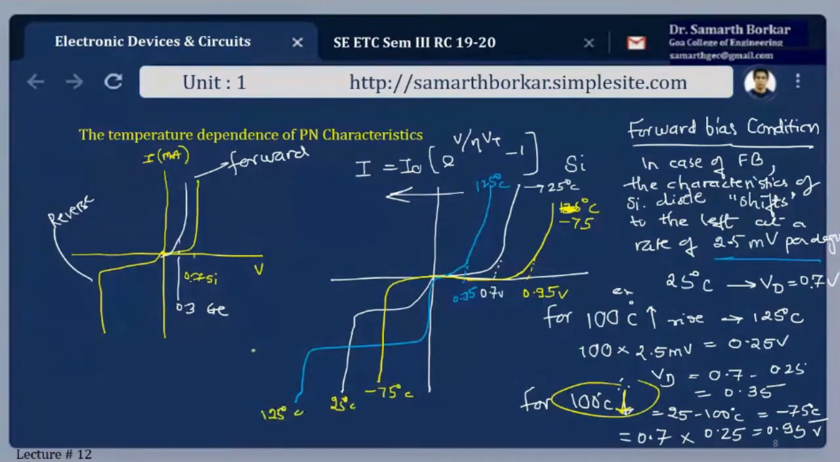So this is reverse bias, and here this is forward bias condition. So what you can conclude from this graph: as I increase the temperature, the breakover voltage reduces.